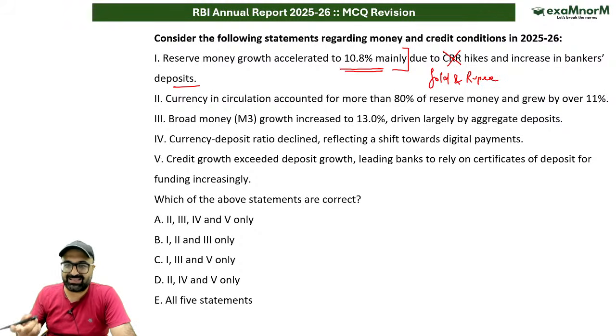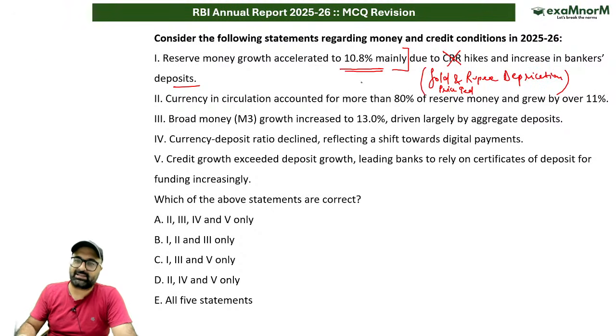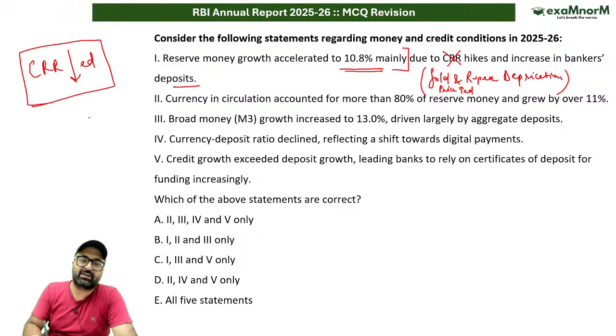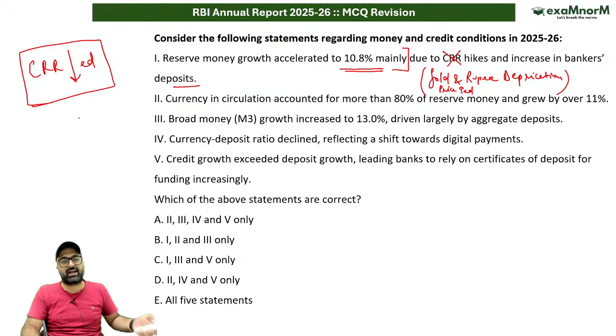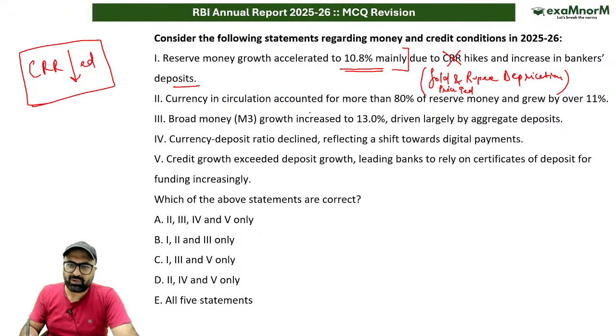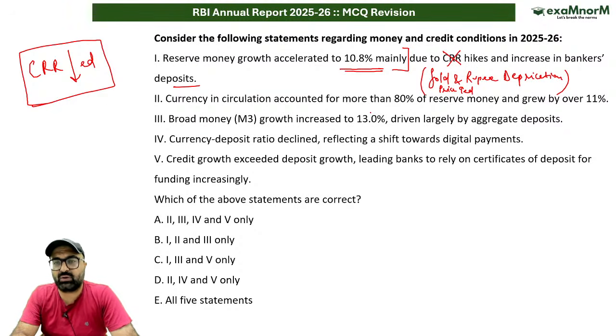गोल्ड के प्राइस इंक्रीज हुए, गोल्ड प्राइस इंक्रीज्ड, रुपी डेप्रिशिएटेड, जिसकी वजह से जो रिजर्व मनी है दैट हैज इंक्रीज. सीआरआर तो हमने कम किया ना, सीआरआर वाज डिक्रीज्ड. तो अगर सीआरआर कम किया तो उसकी वजह से रिजर्व मनी तब बढ़ता जब सीआरआर बढ़ाया जाता. सीआरआर बढ़ाया नहीं तो रिजर्व मनी बढ़ेगा कैसे? That is wrong.